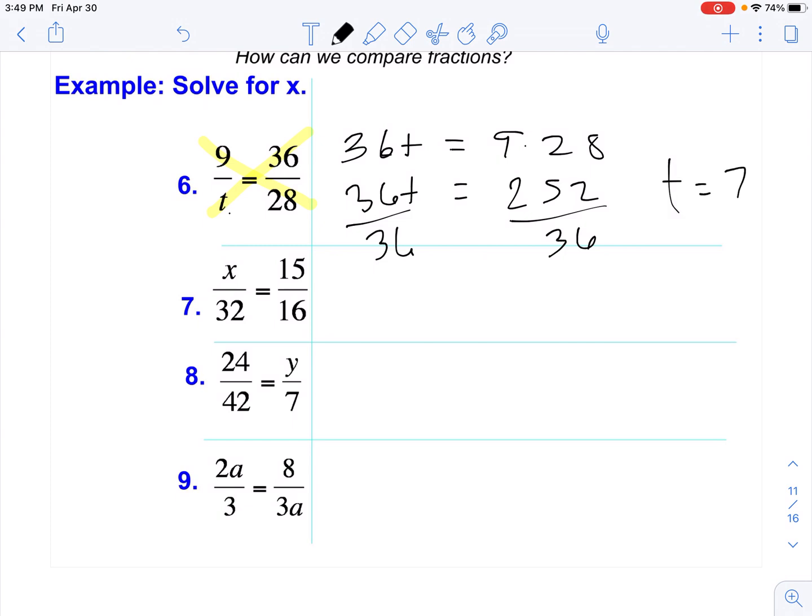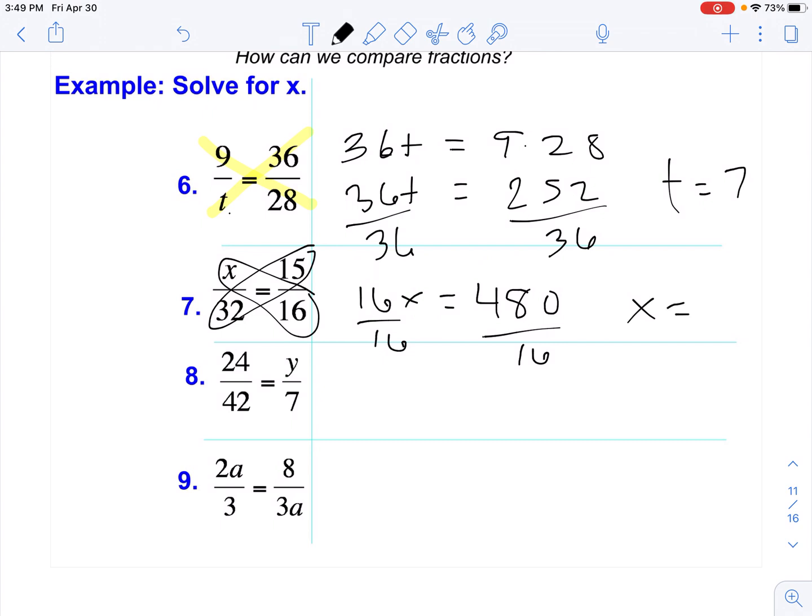Pause the video now and try the rest. Set your cross products equal. 15 times 32 is 480. And then divide both sides by 16. So x equals 30.